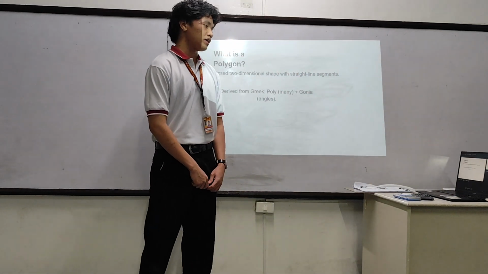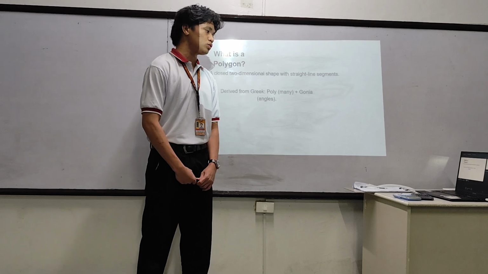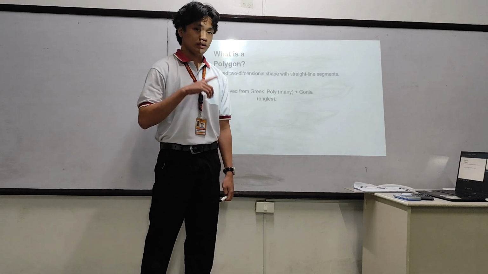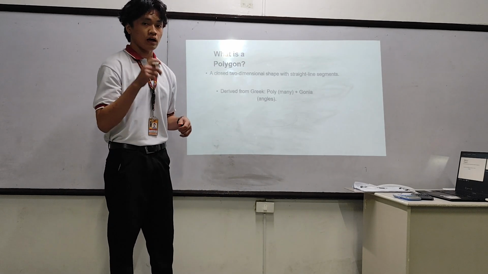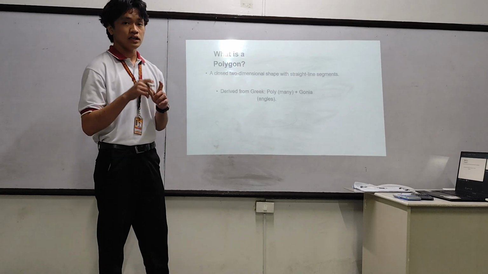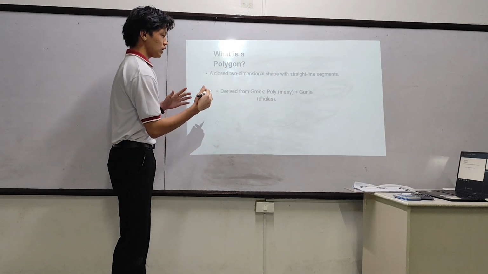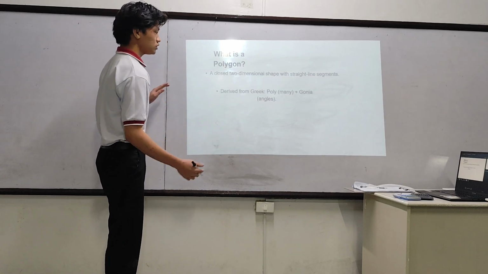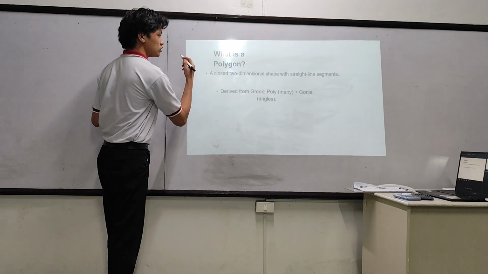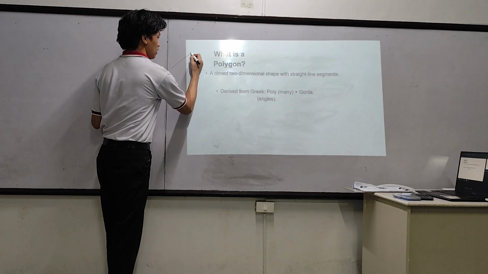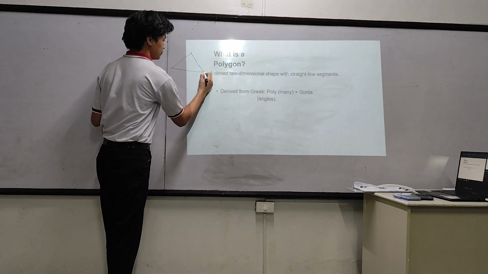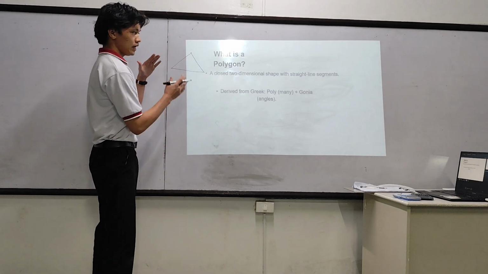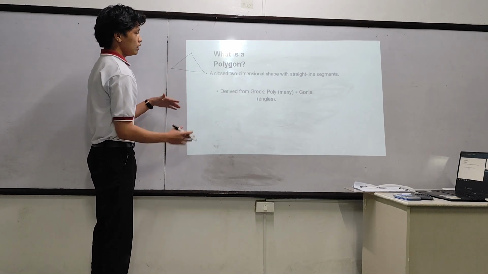So what is a polygon? A polygon is a closed two-dimensional shape with straight lines. It is a two-dimensional shape made only of straight line segments, for example a triangle like that, because it has straight line segments only.